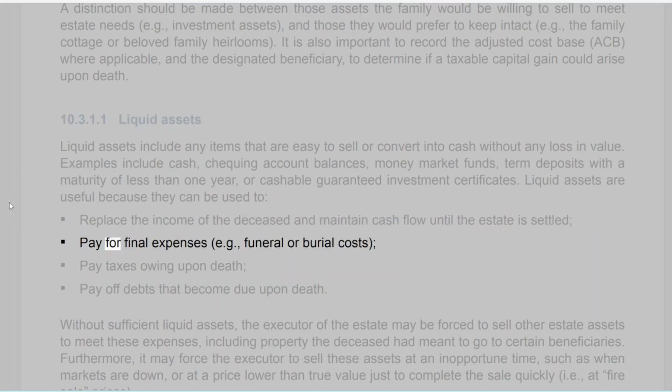pay for final expenses, for example, funeral or burial costs, pay taxes owing upon death, and pay off debts that become due upon death.